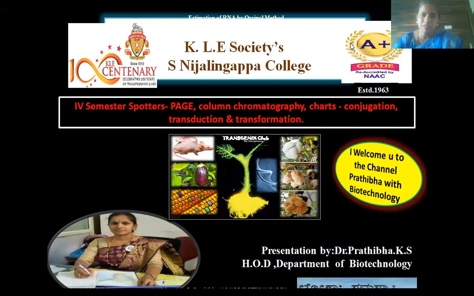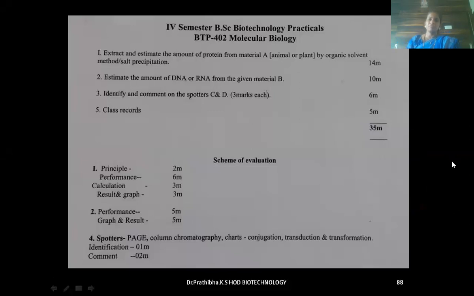Here you can see the question paper BTP 402 molecular biology. Question number 1 is extract and estimate the amount of protein from material A, animal or plant source by organic solvent method or salt fractionation method, which carries 14 marks. Question number 2, estimate the amount of DNA or RNA from the given material B.